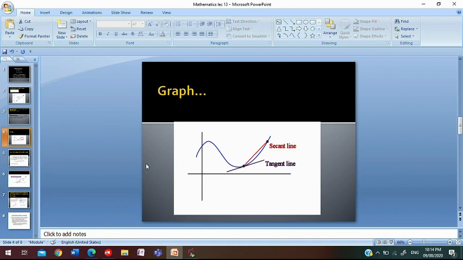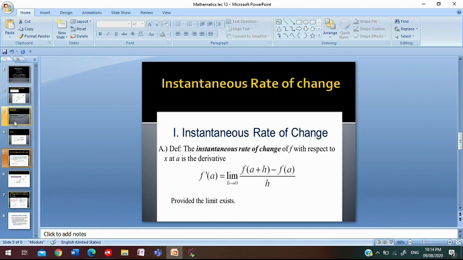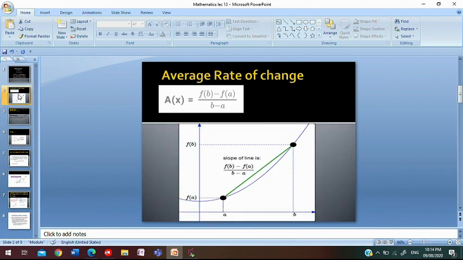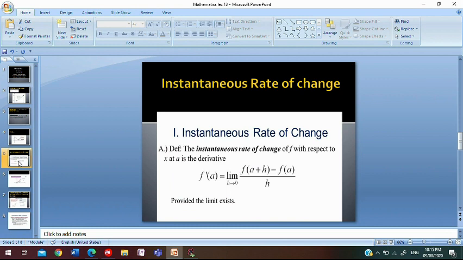And why am I telling you the difference between the secant line and the tangent line? Because when we calculate the average rate of change, we use the concept of the secant line. But the instantaneous rate of change is also a concept through which we can calculate the change in a curve. And in this instantaneous rate of change, we use the concept of the tangent line.